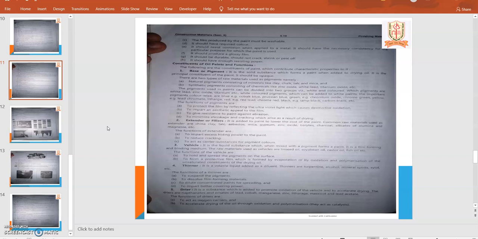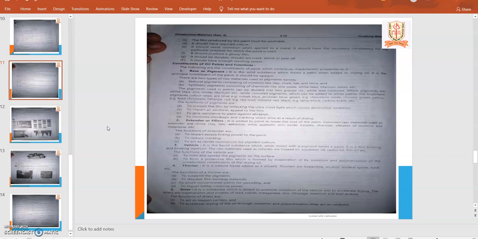The raw materials used in the vehicle are linseed oil, then soybean oil, castor oil, and fish oil. So what is the function? To hold and spread the pigments on the surface, to form a protective film which is formed by evaporation or by oxidation and polymerization of the unsaturated constituent.